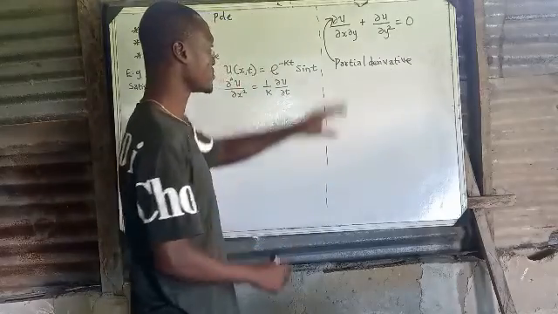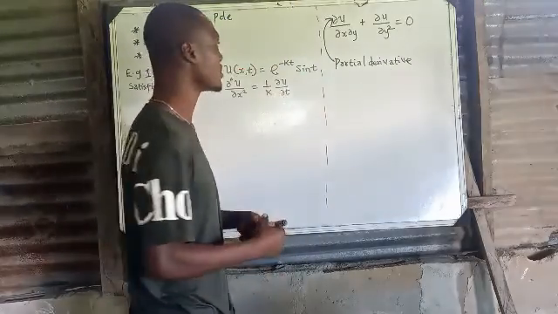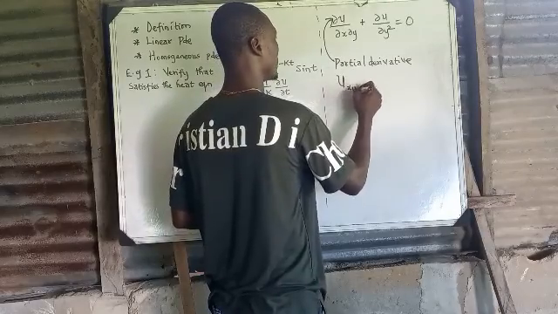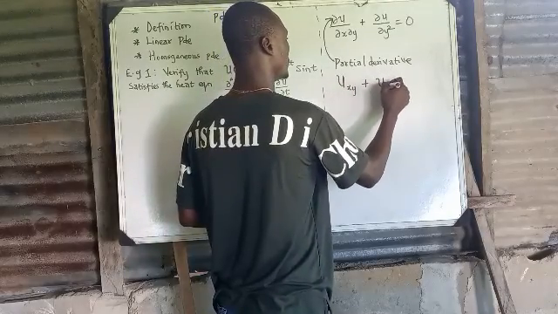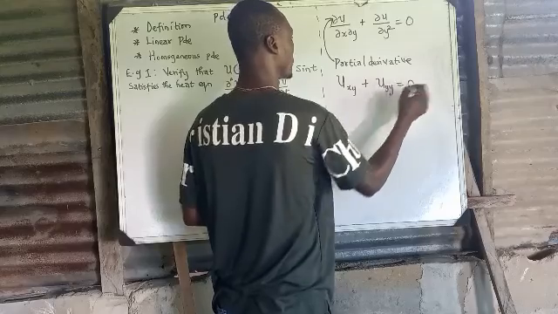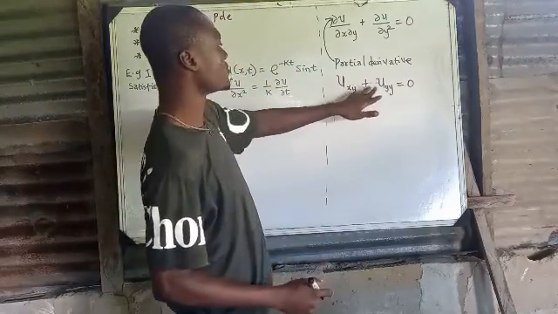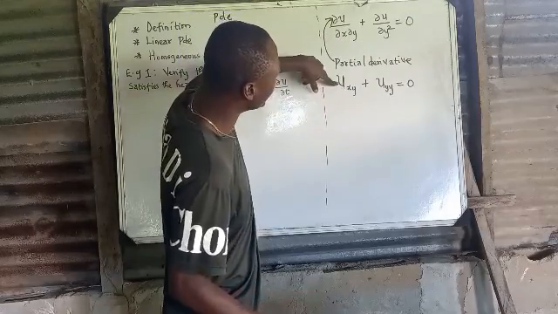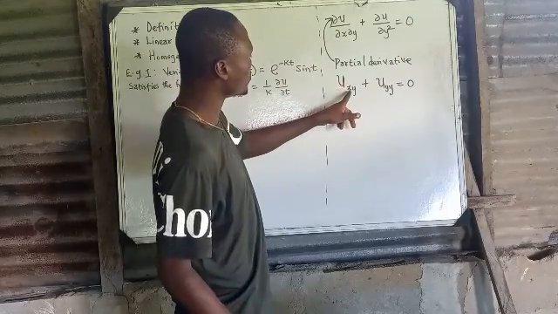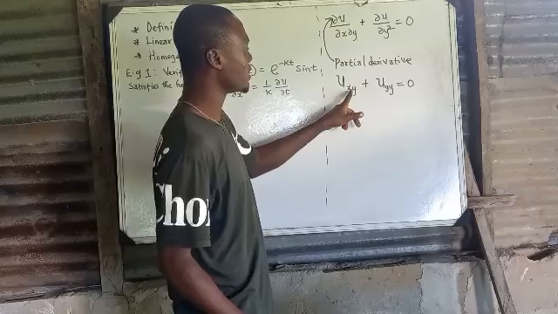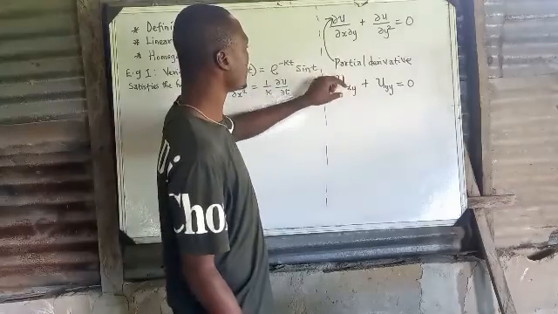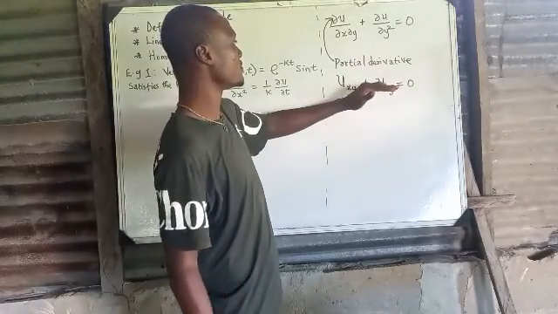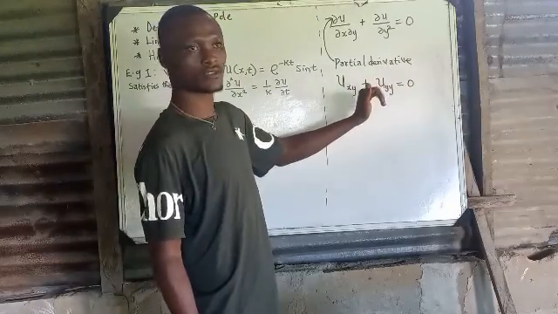Whenever you see a partial differential equation, it can be written in this form: u xy plus u yy equals 0. Even if it's written in this form, it's still a partial differential equation. This u xy means the dependent variable u depends on two independent variables x and y. These are the partial derivatives of u with respect to x and y. This is the form of a partial differential equation.